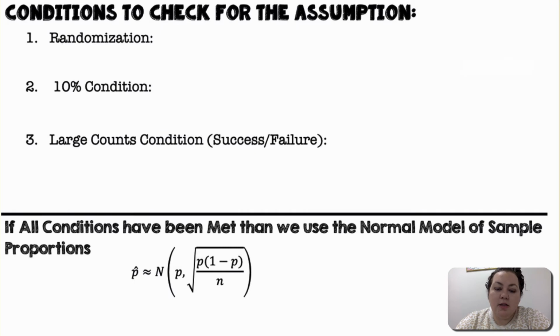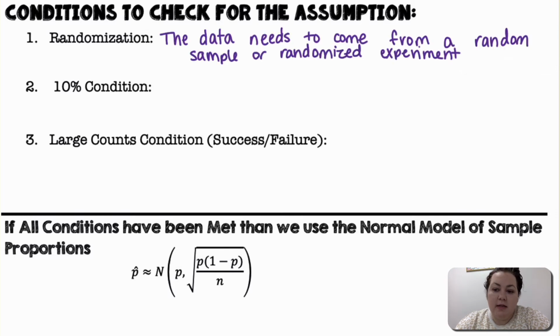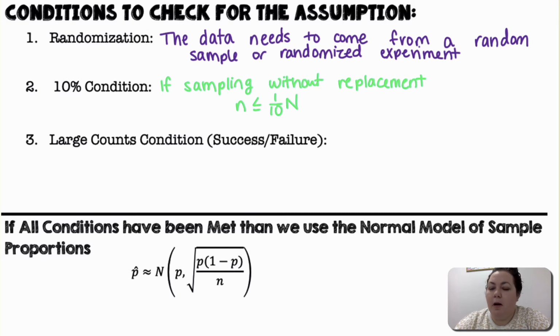All right, conditions to check for this assumption. So it has to meet these 3 conditions so that I can use a normal model and then I can go further into other things. So it has to be randomization. So the data needs to come from a random sample or a randomized experiment. The 10% condition checks for independence. If I'm sampling without replacement, then my sample size has to be less than 1/10 of the population size.